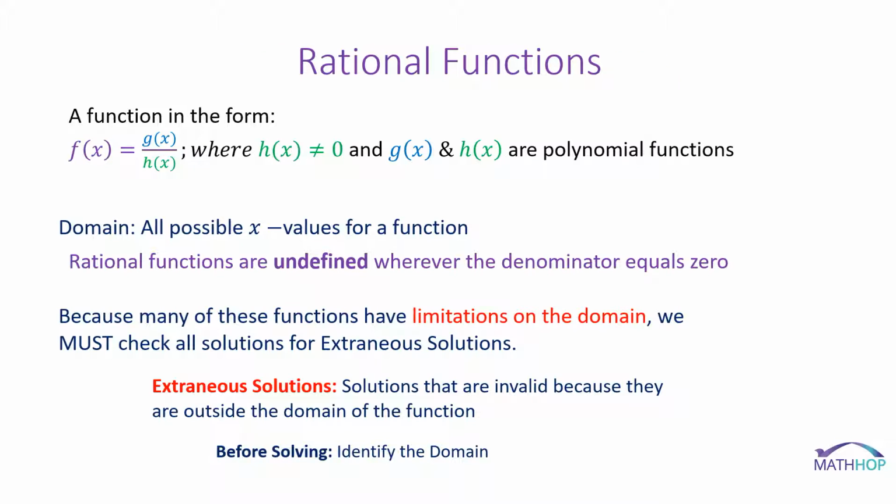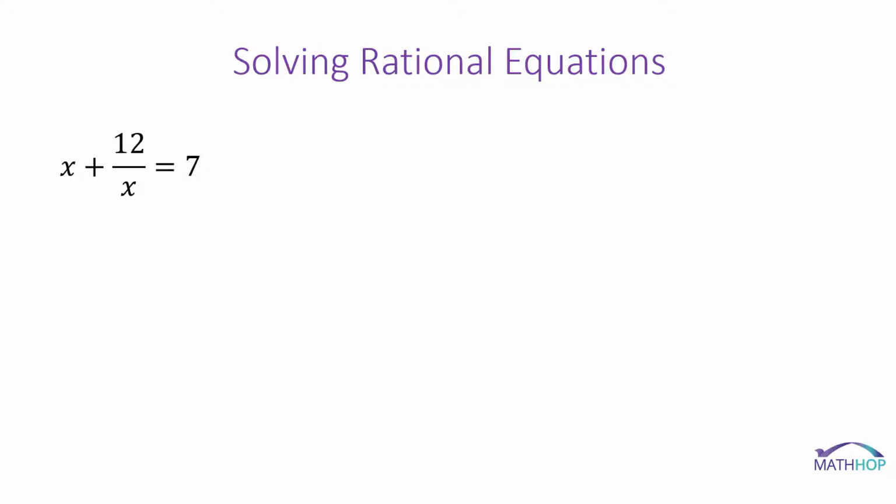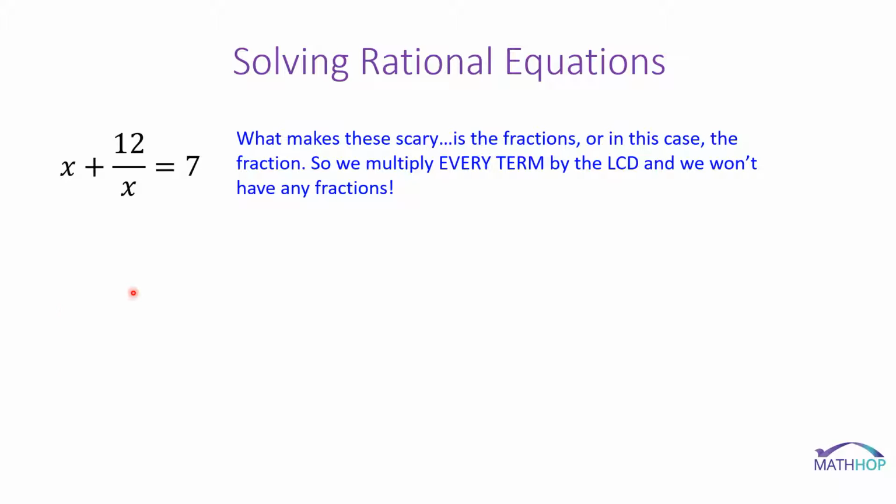So let's look at x plus 12 divided by x equals 7. What makes these scary to solve is the fractions, or in this case, just the fraction, singular. But what we're going to do is get rid of the fractions by getting rid of the denominators. So what is my lowest common denominator? What can I multiply every single term by to clear the fractions? I only have one fraction, and to get rid of it, it's x. So I multiply every single term by x. My lowest common denominator is x.